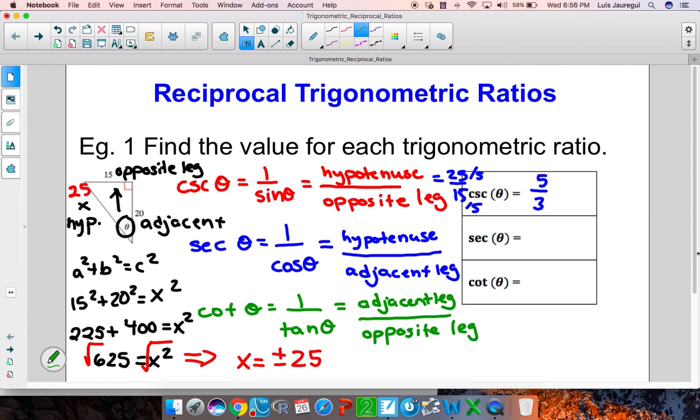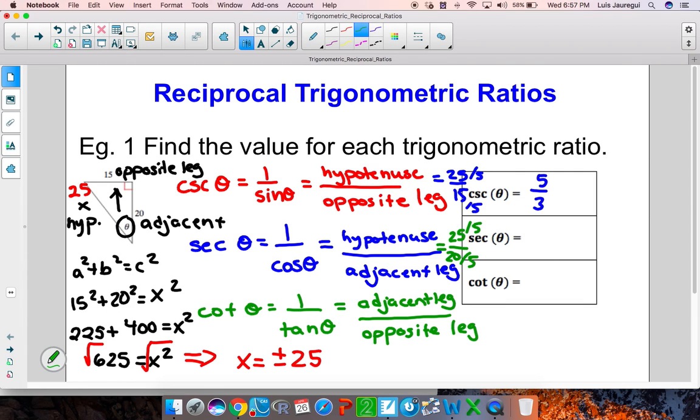Okay? Now let's do the same for secant. Secant is hypotenuse, which in this case we said is 25, divided by the adjacent leg, okay? And the adjacent here is 20. So let's go ahead and divide by 5, okay?